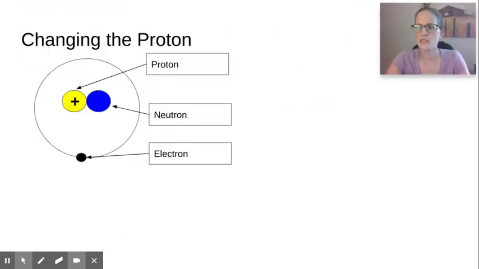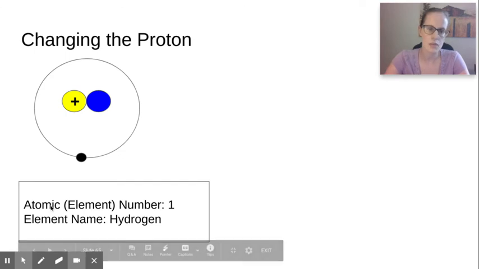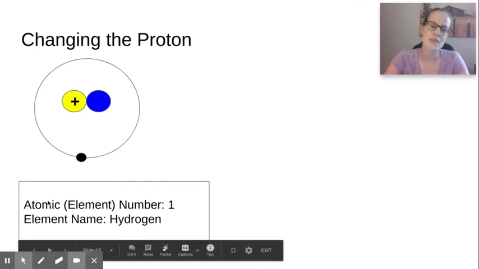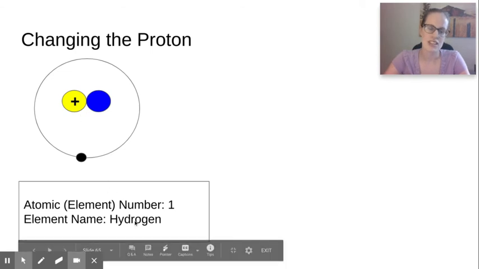So what happens if we change the proton? Here we've got an atom with one proton and one neutron and one electron. That atom is the element with atomic number 1 because it has one proton. That atomic number is determined by the number of protons. That element's name is hydrogen.